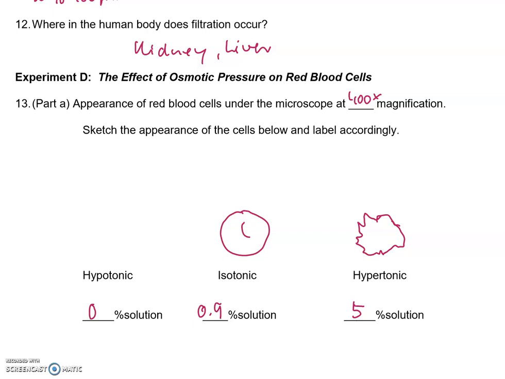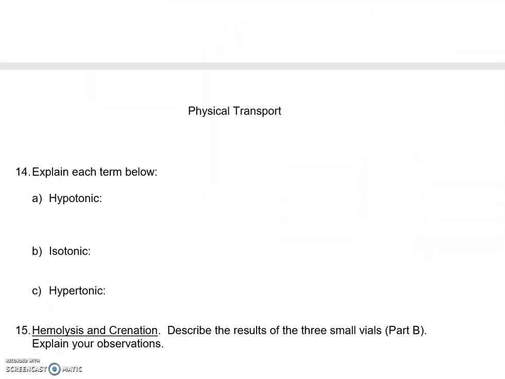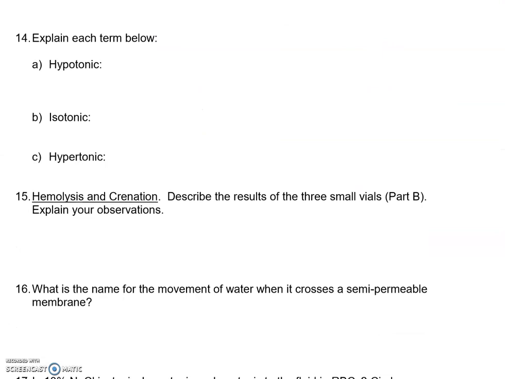In isotonic solution, it's 0.9% salt. You will see nice round donut-shaped red blood cells, and they look pretty happy. And in hypertonic solution, a 5% solution, that's what we usually have in the lab, they end up shrinking, and that's because they lost a lot of water. Okay, so now let's explain the terms below.